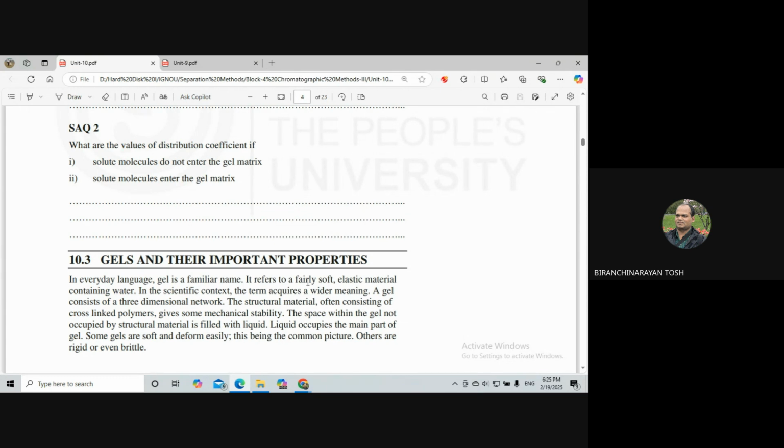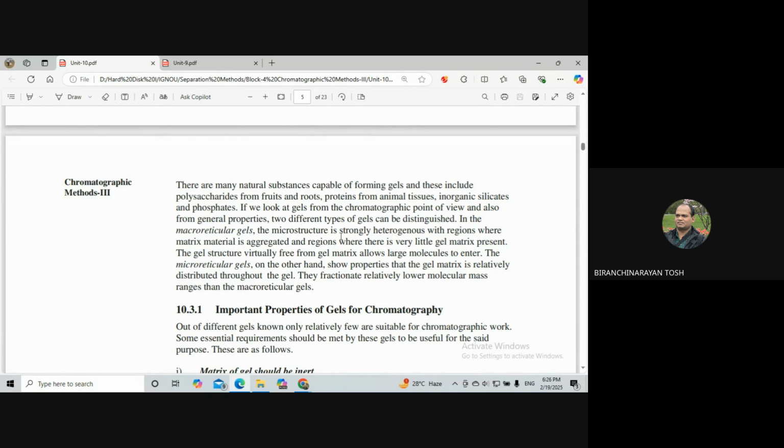The structural material, often consisting of cross-linked polymer, gives more mechanical stability. The space within the gel not occupied by structural material is filled with liquid. So liquid occupies the main part of the gel. Some gels are soft and deform easily, which is the common picture, while others are rigid and even brittle. There are many natural substances capable of forming gels, including polysaccharides from fruits and roots, proteins from animal tissues, inorganic silicates and phosphates.